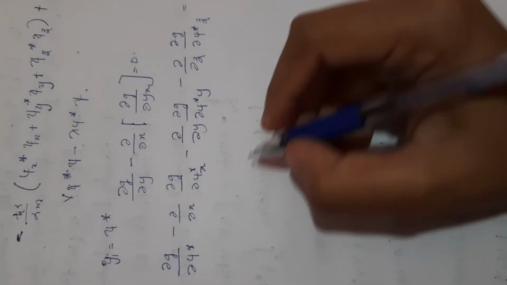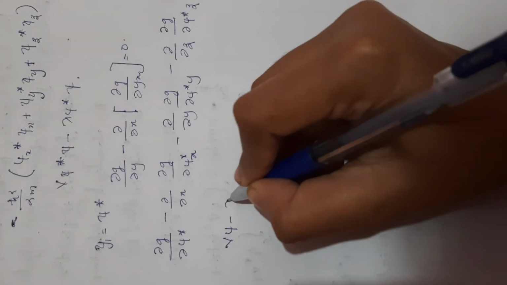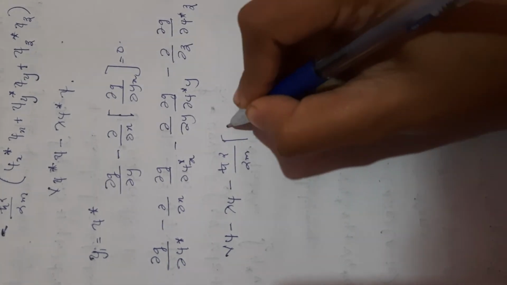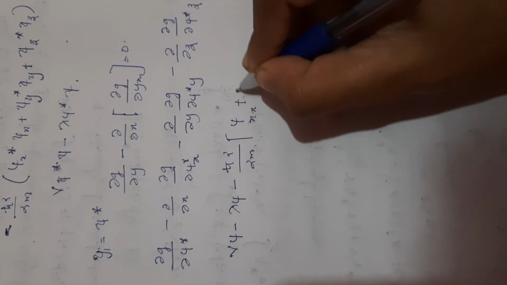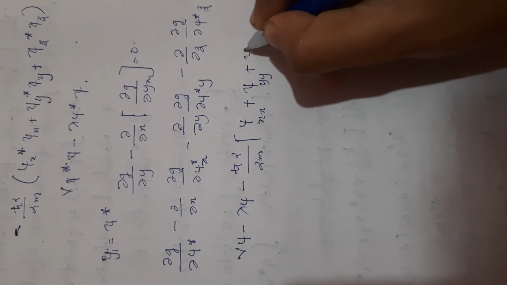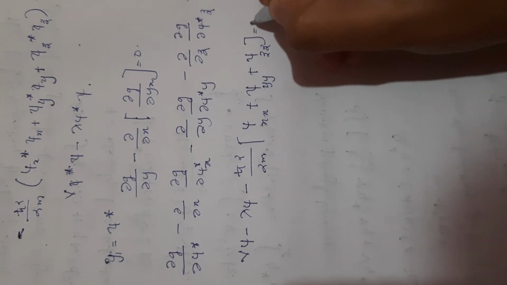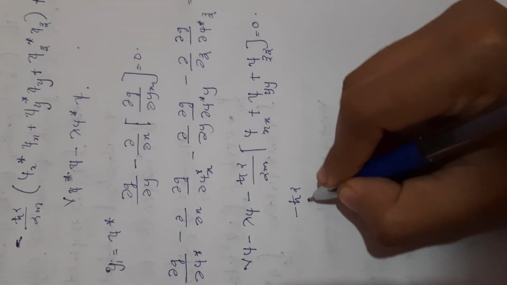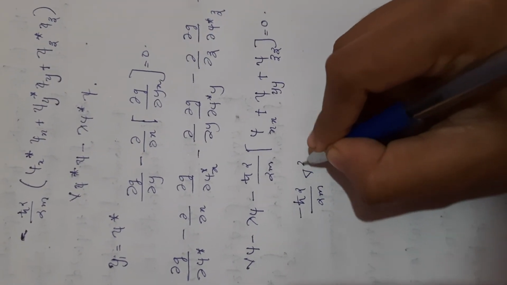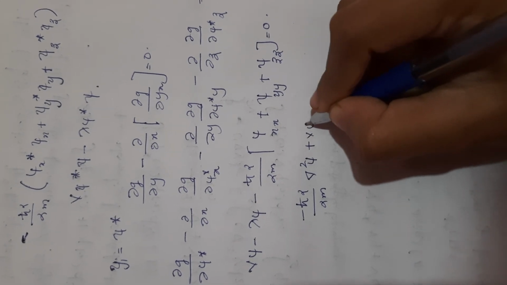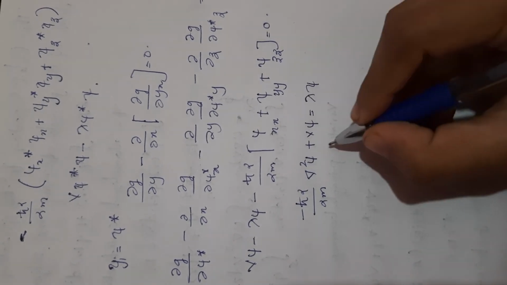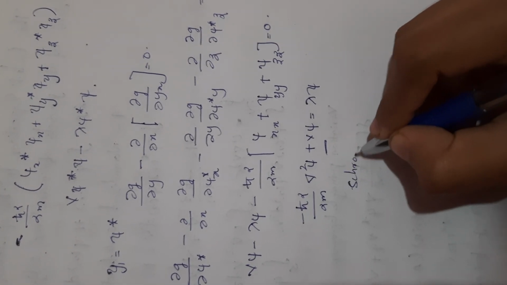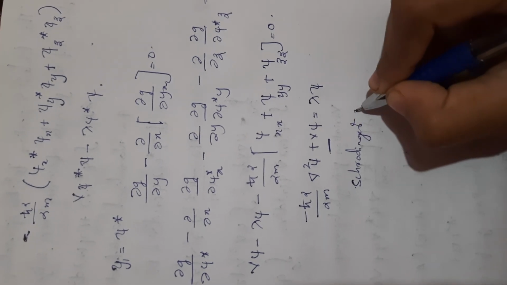Then this yields V ψ minus λ ψ minus h cross square by 2m (ψxx plus ψyy plus ψzz), which is equal to 0. Or we can write this equation as minus h cross square by 2m del square ψ plus V ψ is equal to λ ψ. Hence this equation is called the Schrödinger wave equation.